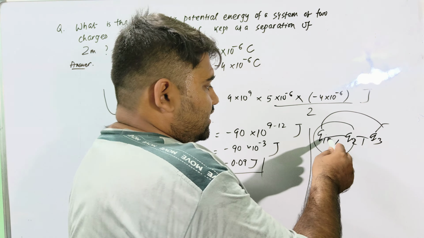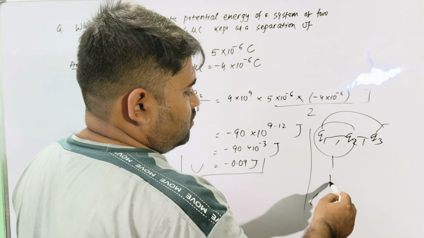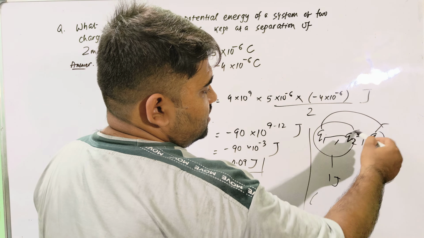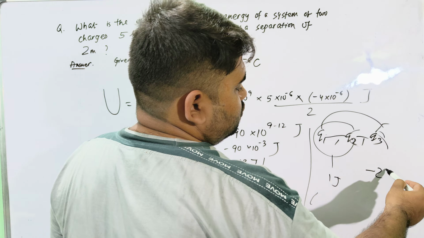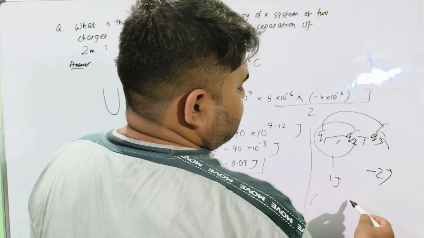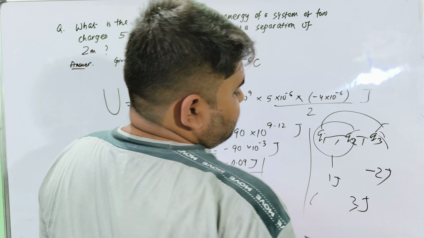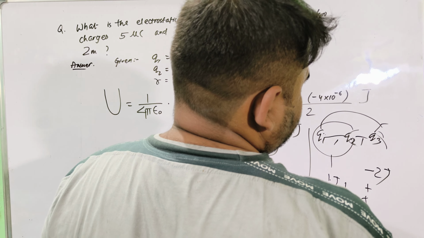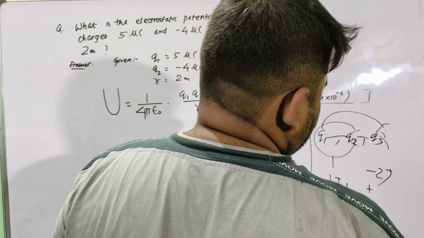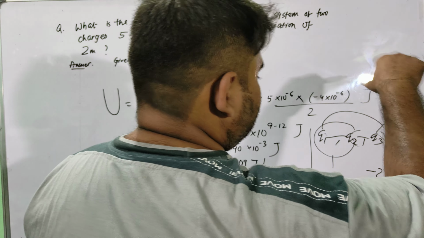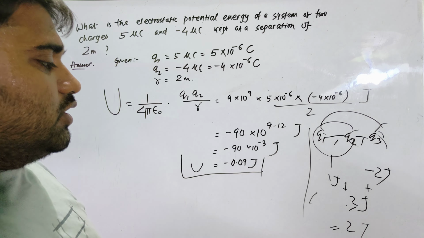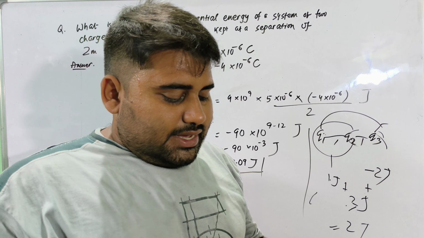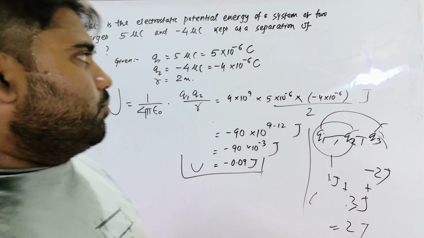If the electrostatic potential energy of this pair is 1 joule, of this pair is minus 2 joule, and of this pair is 3 joule, then you just add them like you add numbers. 1 plus 3 gives you 4, and 4 plus minus 2 gives you 2 joule. So the electrostatic potential energy for this system is 2 joule. It is that simple a problem.